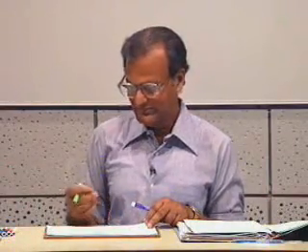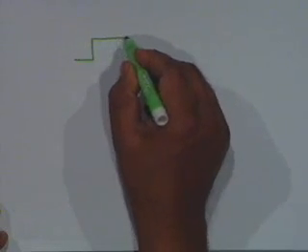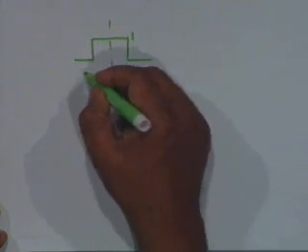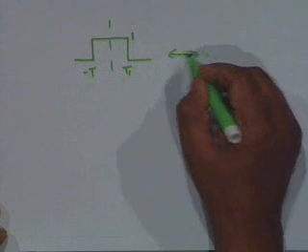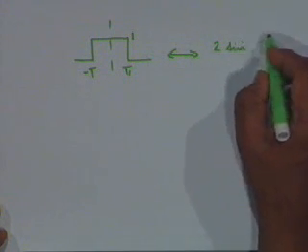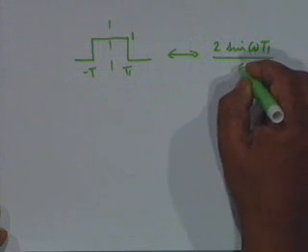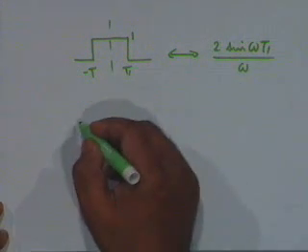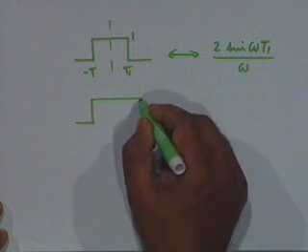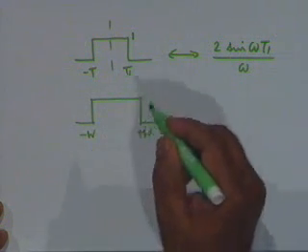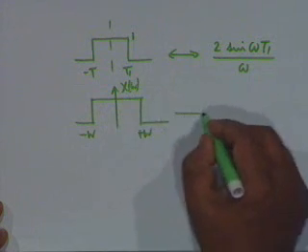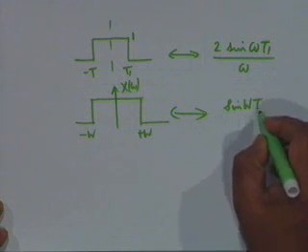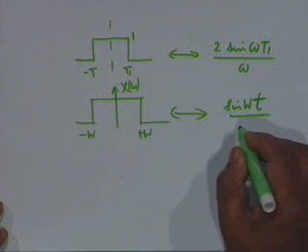Now, both of these functions, that is in the time domain, the pulse between minus t1 and t1, the Fourier transform is twice sine of omega t1 divided by omega, and the inverse Fourier transform of this pulse between minus w and plus w, if this is X of omega, then its inverse Fourier transform, as we have just shown, is sine of w small t divided by pi t.